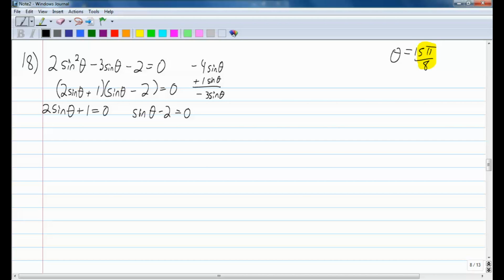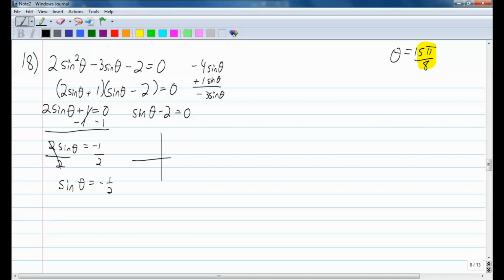Alright, so I'm going to subtract 1 from both sides. I get 2 sine theta equals negative 1. Divide both sides by 2. Get sine of theta equals negative 1/2. So I need to figure out what angle measure I could plug in here and get a negative 1/2 out whenever I take the sine.